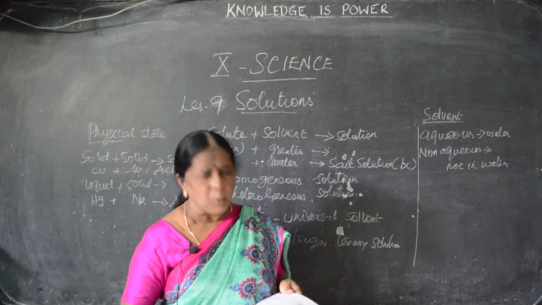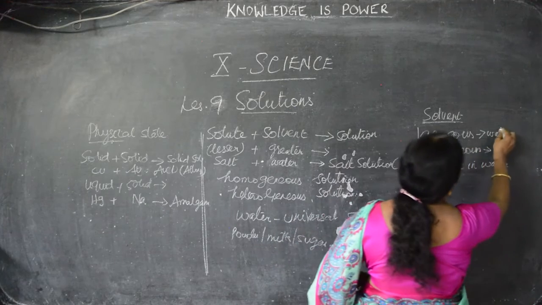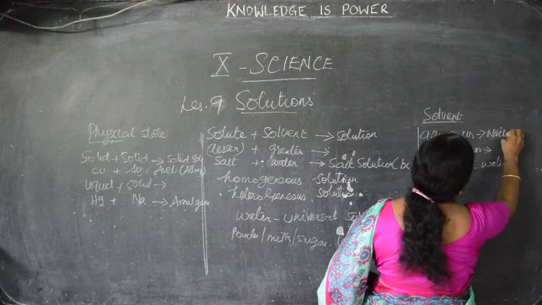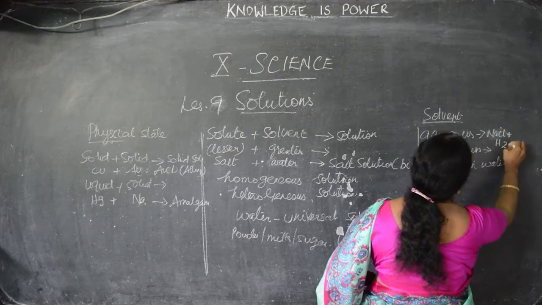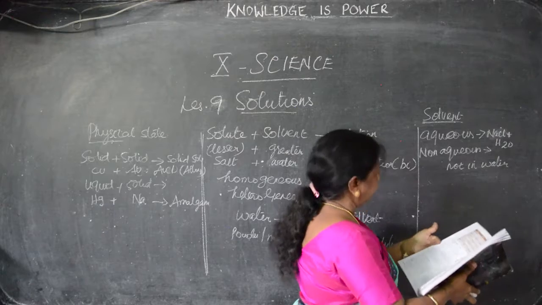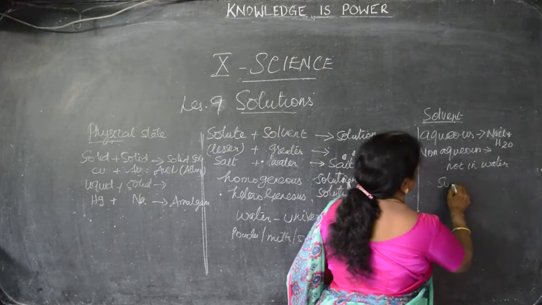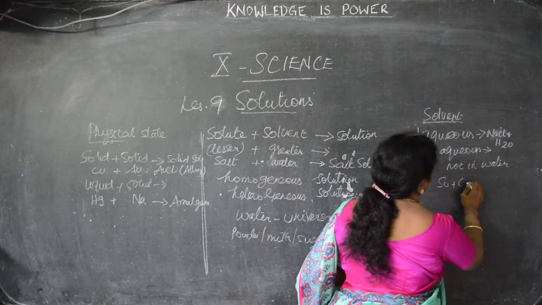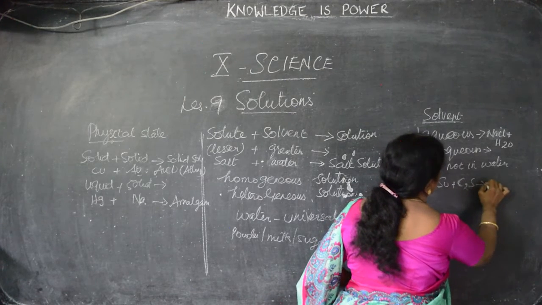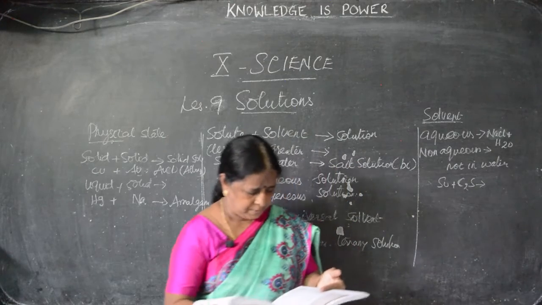Aqueous solution example, common salt in water. So what example can we give for an aqueous solution? Water plus sodium chloride, common salt, H2O. Non-aqueous, sulfur dissolved in carbon disulfide, CS2 solution. Okay. So, aqueous and non-aqueous.